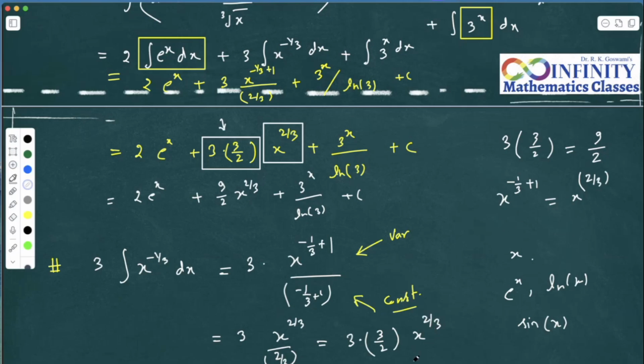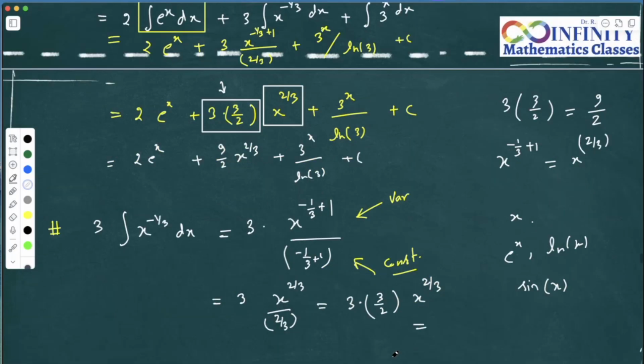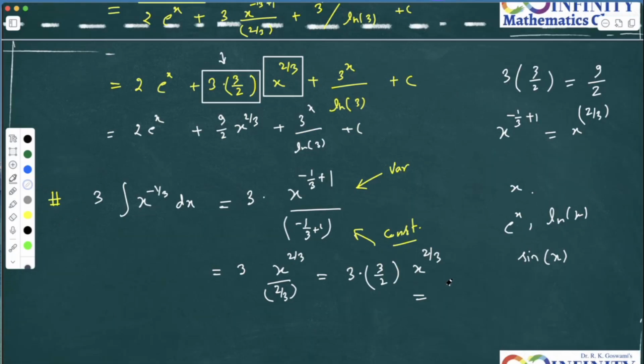That makes sense. And like I told you, 3 multiplied by 3 by 2 is 9 by 2 there. If nothing is written in the denominator, by default it is in the numerator. So x exponent 2 by 3, and you got the answer. Any doubt there? No. Perfectly okay.